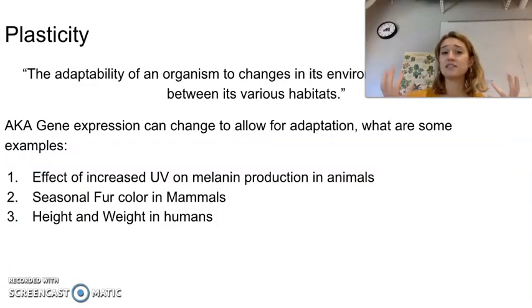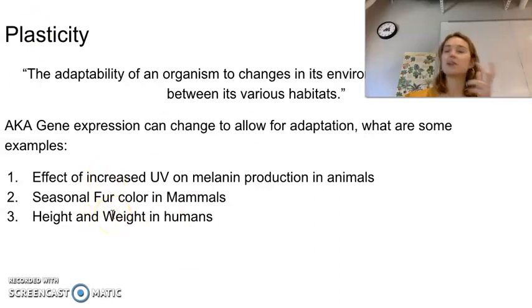So it's kind of a twin study. And that's where this term plasticity comes in. The adaptability of an organism to changes in its environment or differences between various habitats is the fancy, technical definition. Really what this word refers to is that gene expression can change to allow for adaptation. Our genes are expressed differently in different environments, really to be more efficient, right? We need to adapt to our environment.